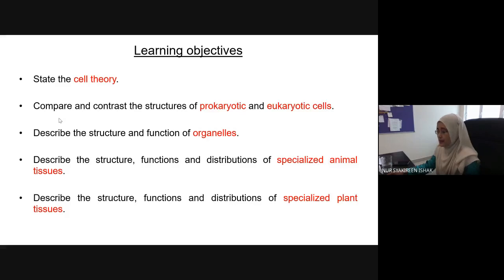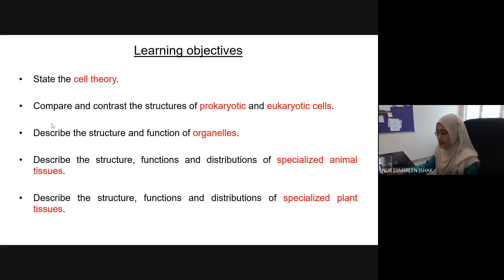For eukaryotic cells, it is divided further into unicellular and multicellular. For multicellular eukaryotic cells, you have, for example, animal cell and plant cell. For that, you have to know the difference between the structure of animal and plant cells, and you have to know how to draw animal and plant cells.